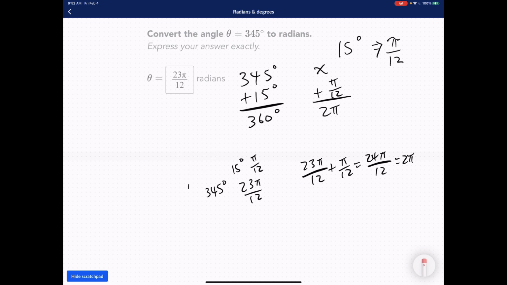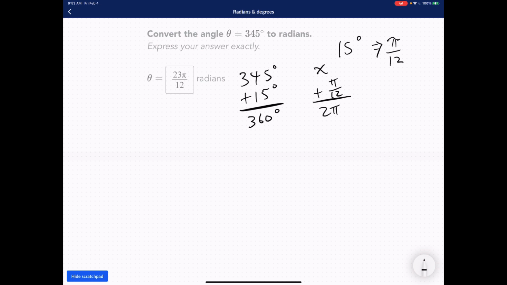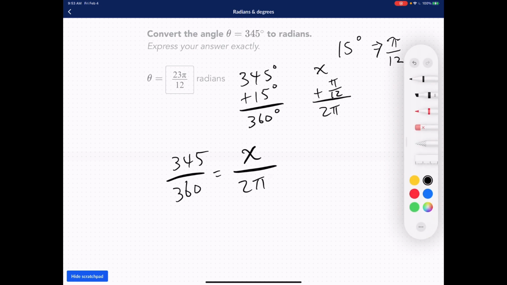So now I'm just going to show you the mathematical way. Here we go. Let's do the mathematical way. So what we're going to do is we have 345 over 360, right? And 360 is the same thing as 2 pi, right? So if 360 degrees represents 2 pi, what is 345 in terms of pi? That's what this problem is saying. So we do cross multiplication like that. We multiply these two like that.